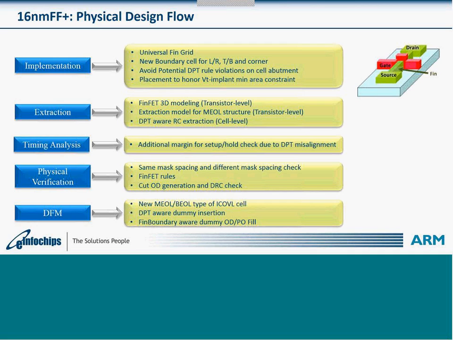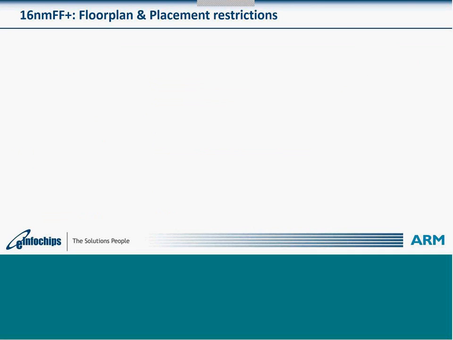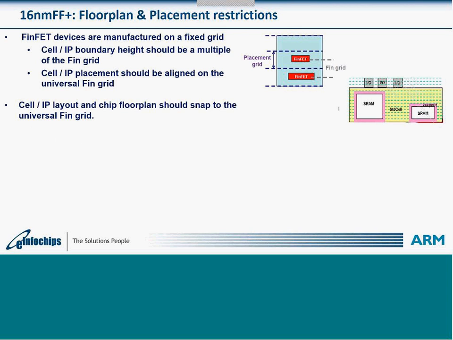Now the floor plan and placement restrictions. Basically, FinFET devices have to be manufactured on some grid. It is not only a manufacturing grid, but it has to be on a fin grid as well. So the new restriction comes that any standard cell or IP also has to be an integer multiple of the fin grid. And a cell or IP or anything, when placed on the ASIC, has to be aligned on the universal fin grid as well.